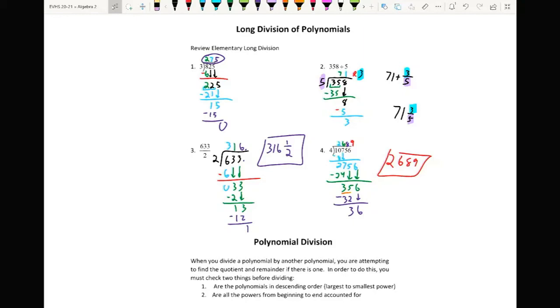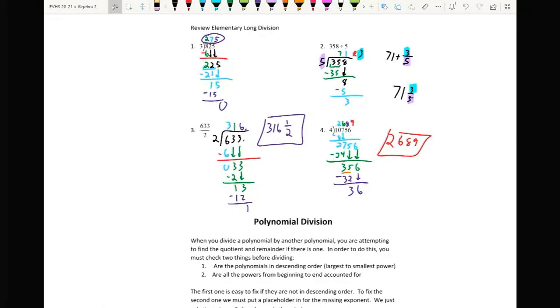Okay, I hope that wasn't too torturous for you. Hopefully, honestly, that skill, looking back on it years later, was a little bit easier than the first few times that you did it. Now, when we do polynomial division, we're going to actually divide in the exact same style. But there's 2 things that we've got to check first.